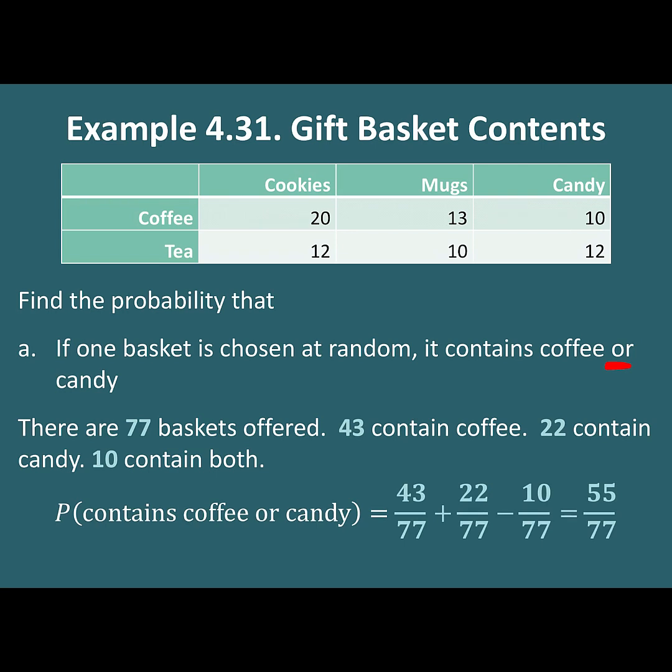So the probability that the basket contains coffee or candy is the probability of the baskets that contain coffee plus the probability of the baskets that contain candy. And then so we don't double count, we subtract the probability of baskets containing both candy and coffee. 43 plus 22 minus 10 is 55, and we get 55 over 77, which is 0.7143.